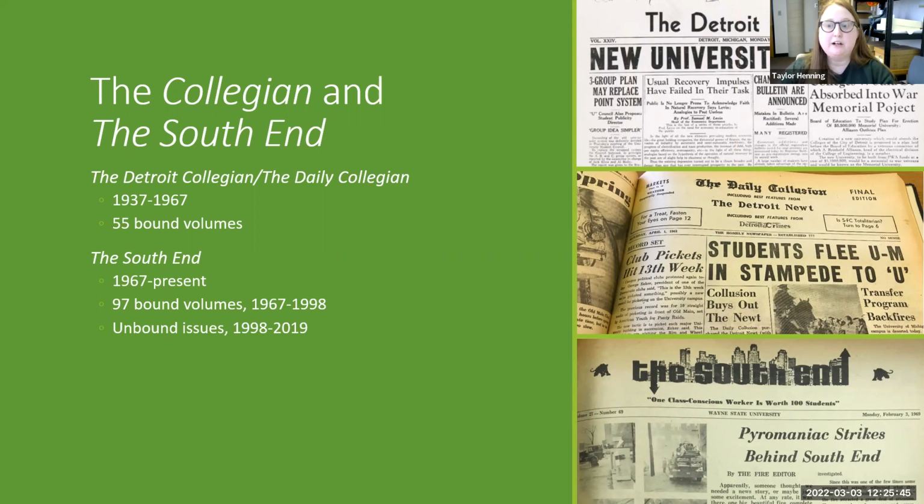The South End has gone through a lot of changes, just like the Daily Collegian, but in a bit more, maybe you could say, radical sense. So they've gone from focusing on campus news to really focusing a lot on student art and poetry, to becoming a radical broadside with the masthead that you can see pictured in the bottom right here that says "One class conscious worker is worth 100 students." That was a couple of years, I believe, where they had the Black Panther logo in the masthead and that quote underneath the skyline. And then the title "The South End" as well is reflecting its position in Detroit.